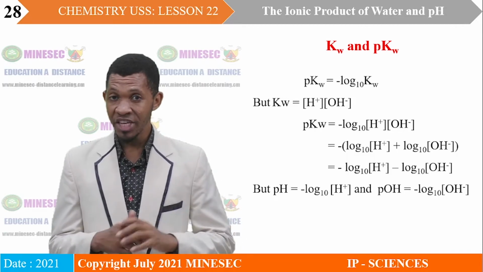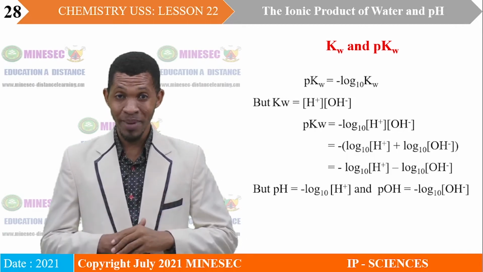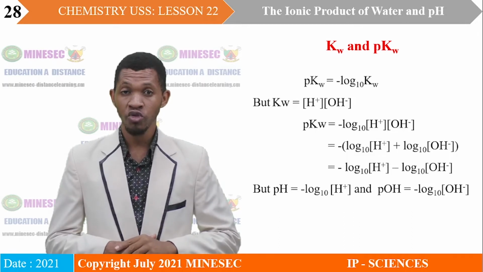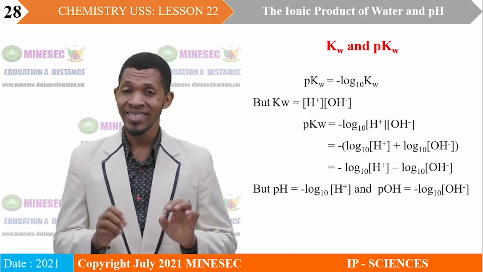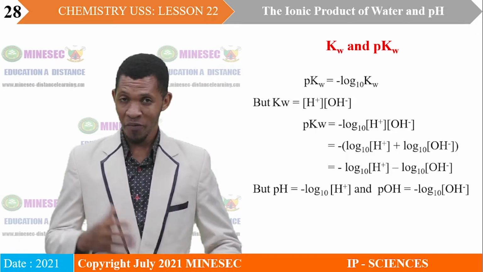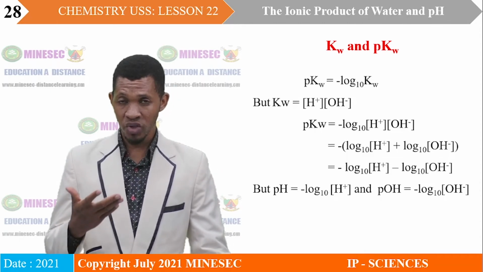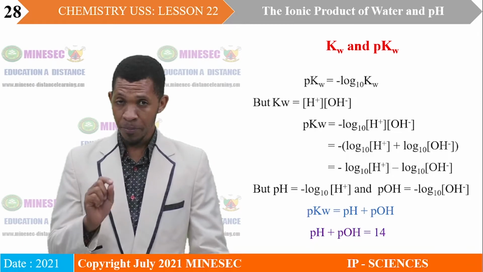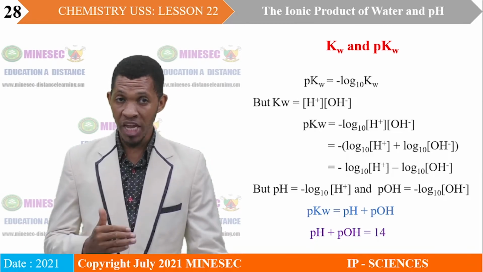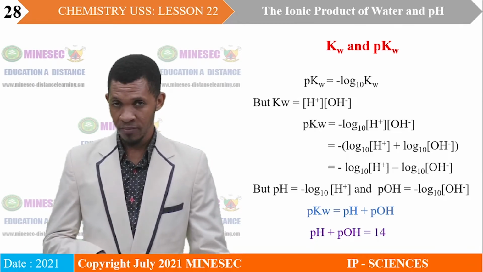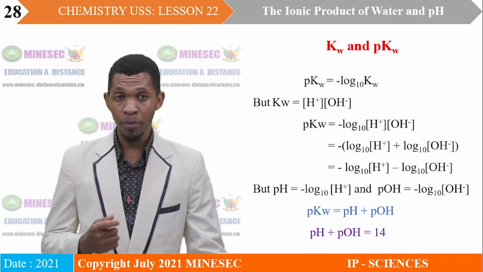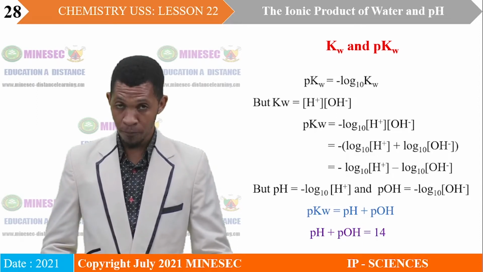Now we know that pH is equal to negative log to the base 10 of hydrogen ion concentration, and pOH is negative log to the base 10 of hydroxide ion concentration. Now substituting these values in the equation, we have pKw is equal to pH plus pOH. Better still, pH plus pOH is equal to 14.